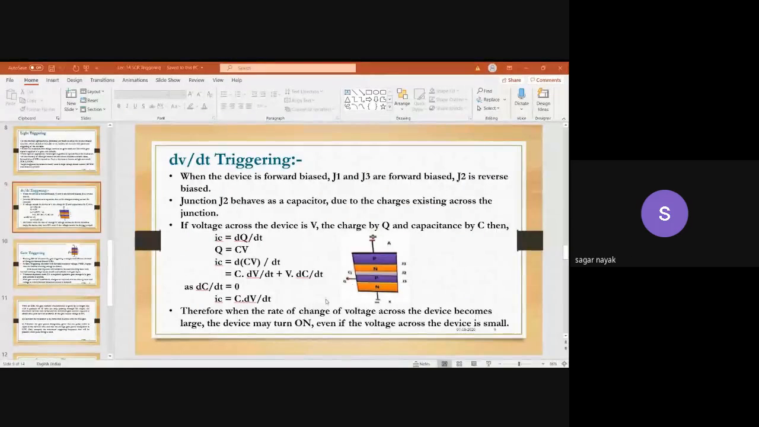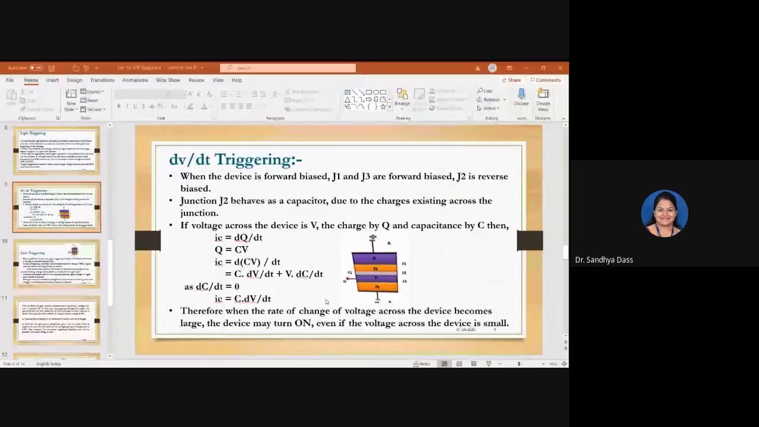Because capacitance is inversely proportional to width, even a small change in width might lead to a big difference in the C value. That's why it is taken as negligible. Correct. Does that convince you? Yes, ma'am. Thank you, Sagar. Thank you for this discussion.